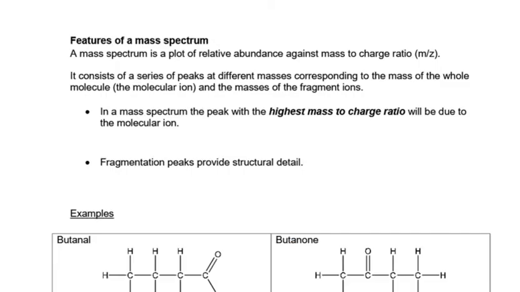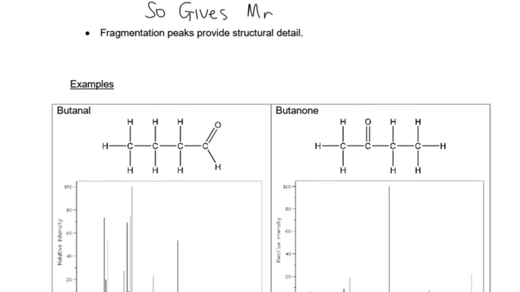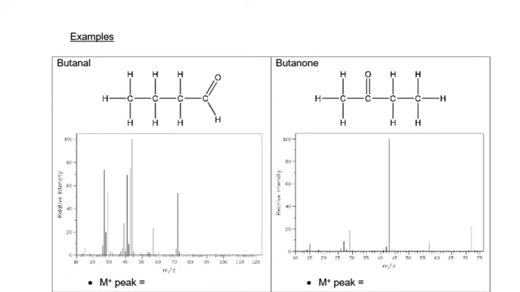Let's just remind ourselves a bit about mass spectrometry. The peak with the highest mass to charge ratio is the molecular ion, so it's going to give us the Mr. And fragments are going to provide detail of the structure. What we've got here is two isomers, sorry, not isotopes. These are both C4H8O, so they both have the same Mr. We can find that molecular ion peak at 72.